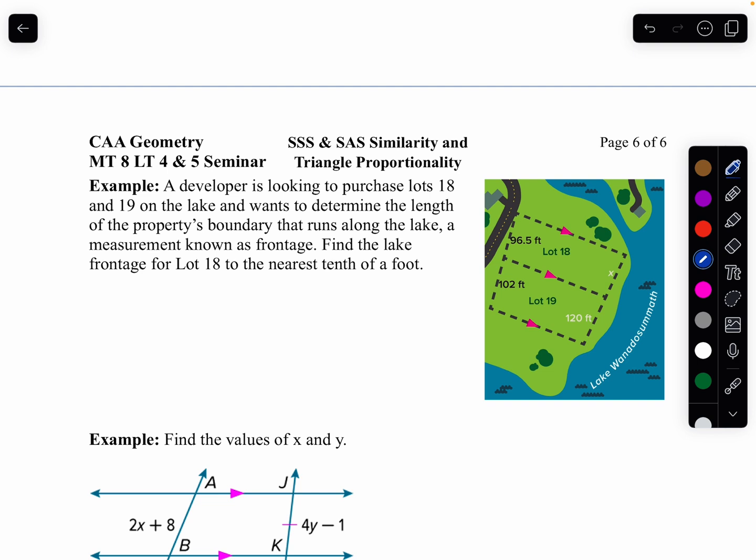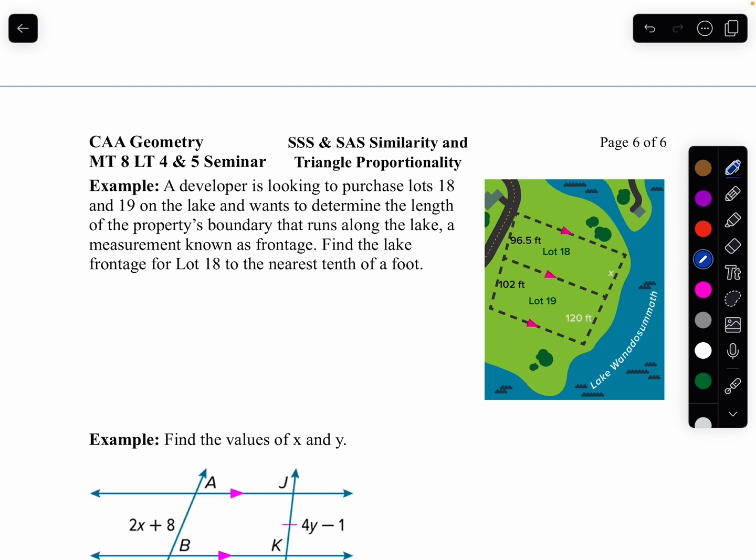And those of you who live at the lake, if you talk to your parents, your taxes are based on your frontage, your lakefront frontage. So people at the lake pay higher taxes based on how much lakeside, how much of the lake their property covers. So I want to find the frontage of lot 18 to the nearest tenth of a foot.